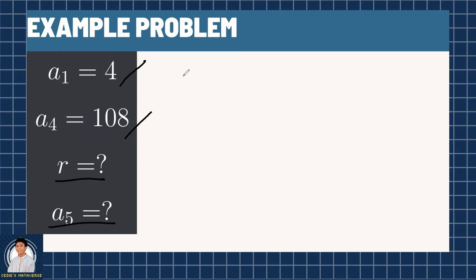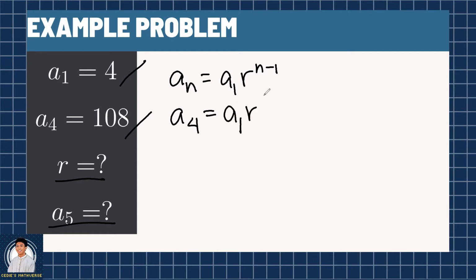We will use the formula a sub n equals a sub 1 multiplied by r raised to quantity n minus 1, since a sub 1 is involved. a sub 4 is equal to a sub 1 r raised to quantity 4 minus 1. So this is also r cubed.